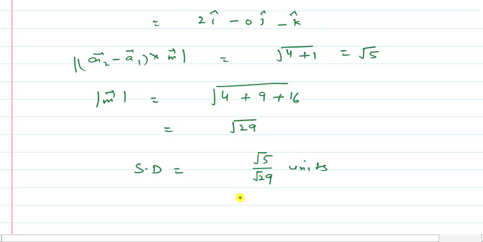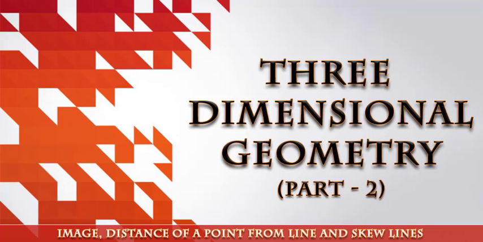So this is the way you can find out the shortest distance between two lines. Solve problems from these topics so that you can master the topic. In my next video, I will start with plane. So till then, keep learning and stay tuned.